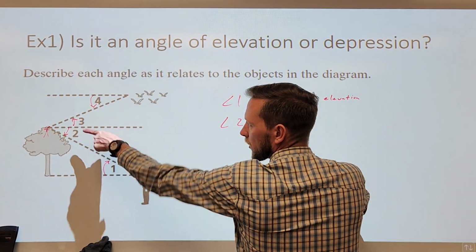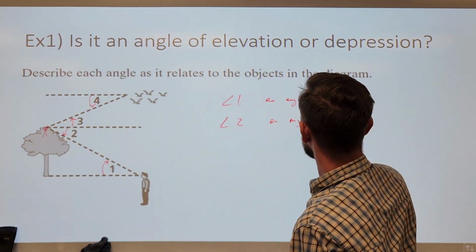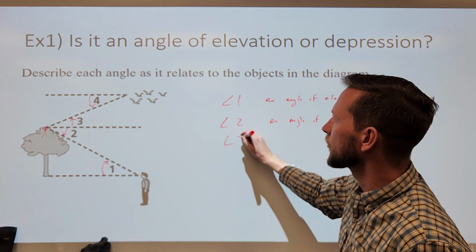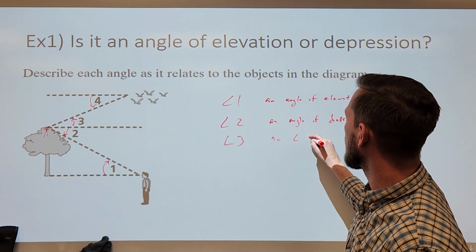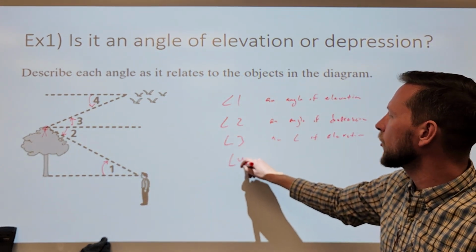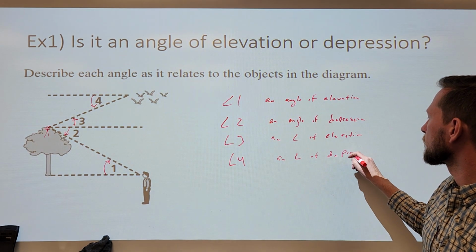Angle 2, you're looking down, is an angle of depression. Again, sorry for the handwriting. Hopefully you're listening to the words. Angle 3 is an angle of elevation. And then angle 4 is an angle of depression.